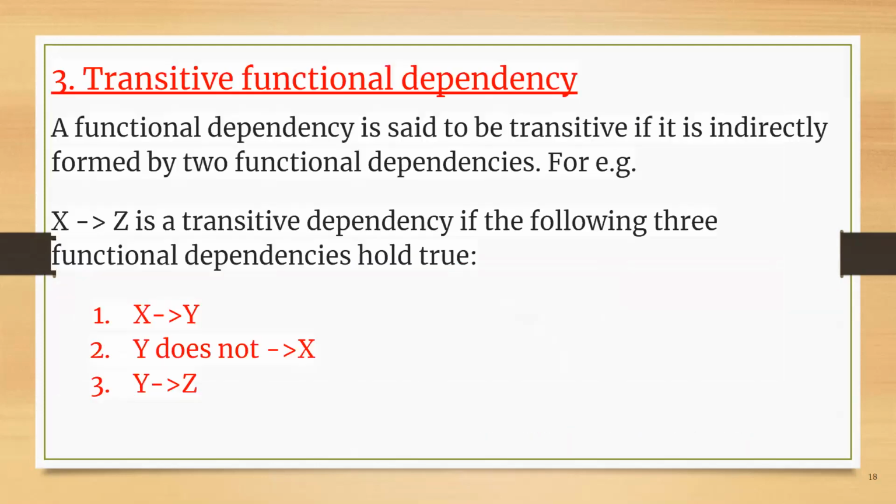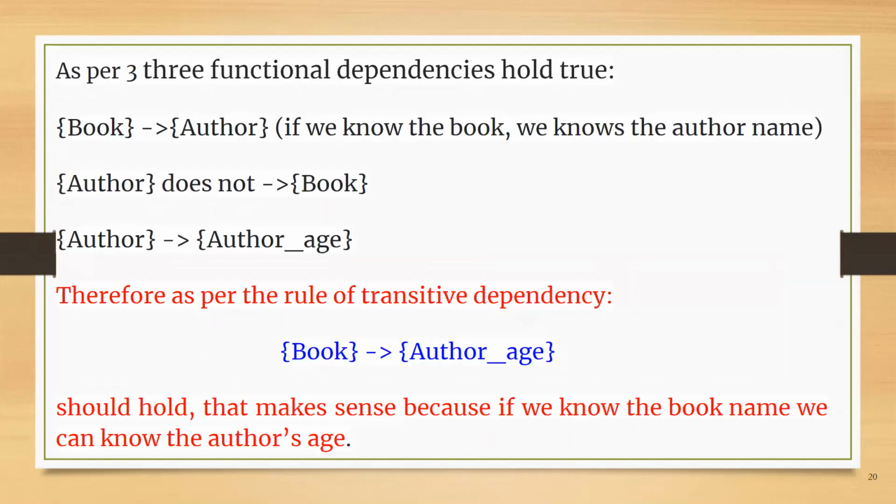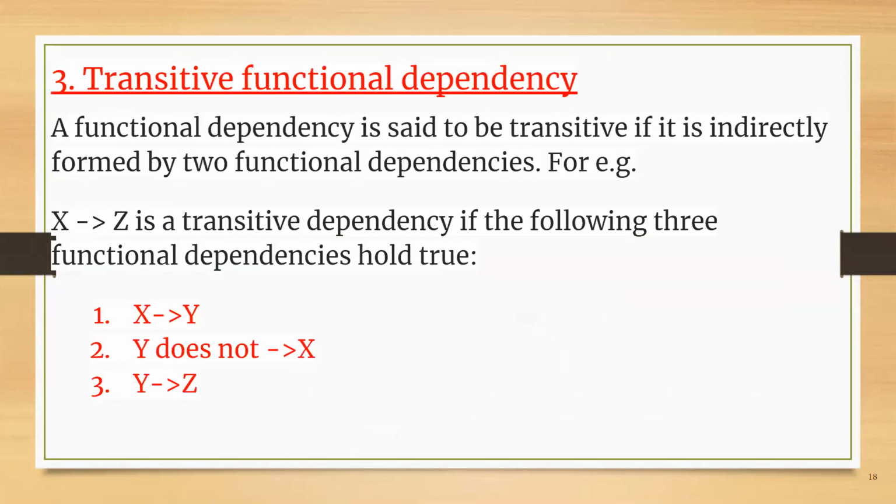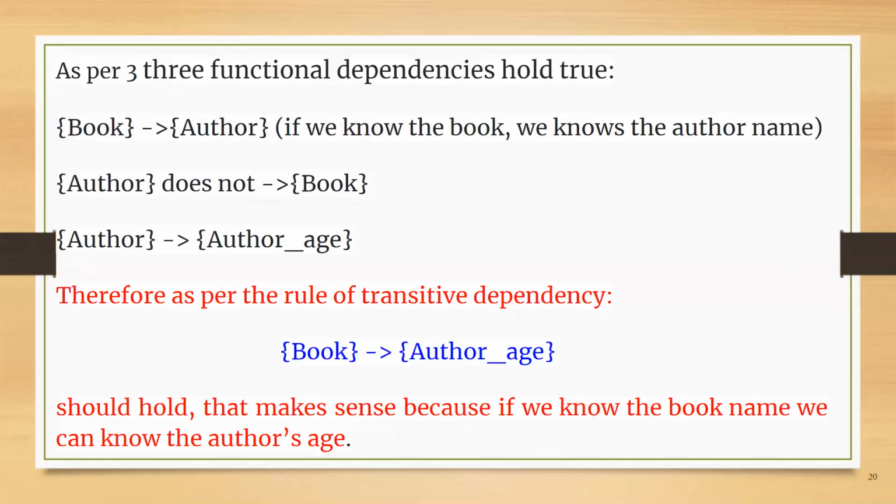So in the first condition, X is functionally dependent on Y. Here, X is the book, which is functionally dependent on Y. So if we know the book, we know the author name. That is the very first condition which needs to be true, and it is true here as well. Second, Y is not functionally dependent on X. Y is the author here, so author does not depend on book, which is very true.